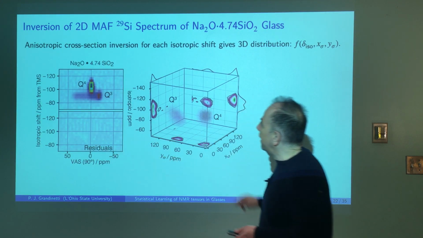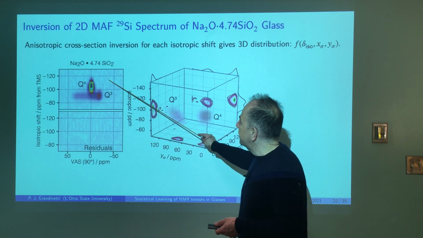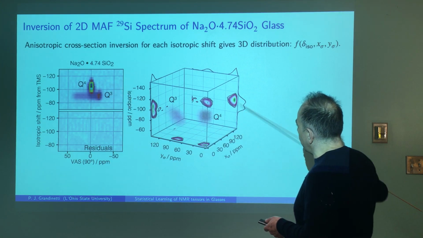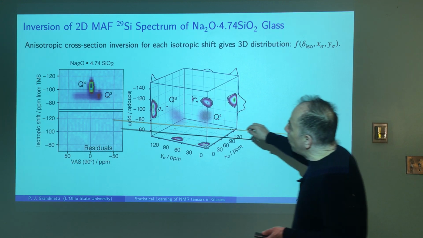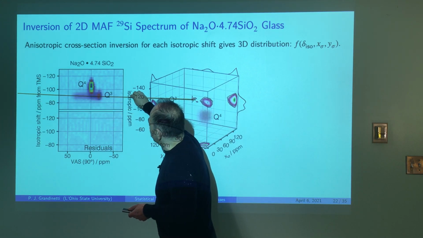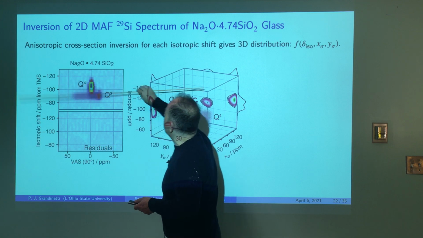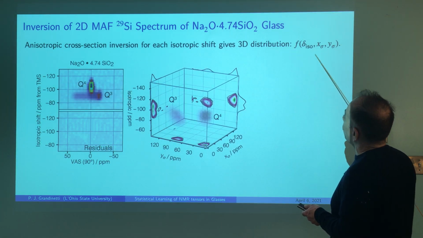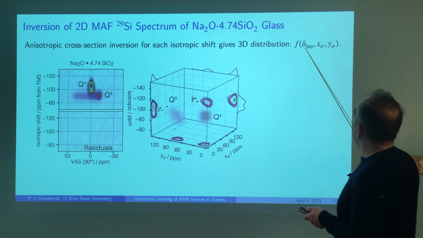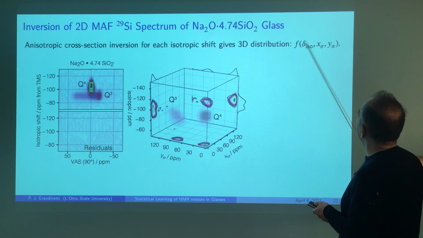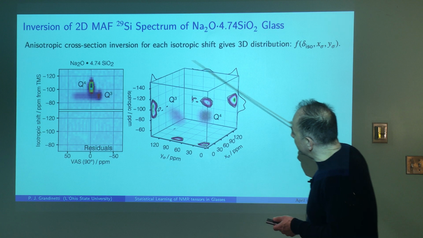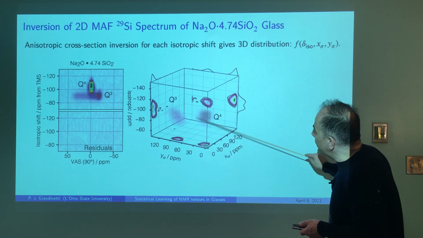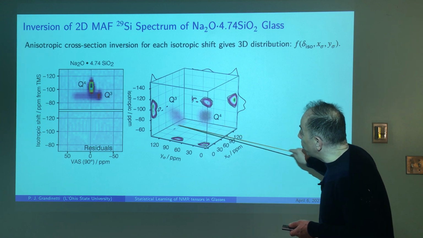Here is a sodium silicate glass that we ran a magic angle flipping experiment on. Here is the corresponding inversion. Every one of these cross sections is inverted, and actually they're inverted independent of each other. When you do that for every isotropic position, you end up with a 3D distribution of amplitudes for isotropic, X and Y, and this is the result here. This is a 3D plot, and you can see here's the Q4 cloud, here's the Q3 cloud.